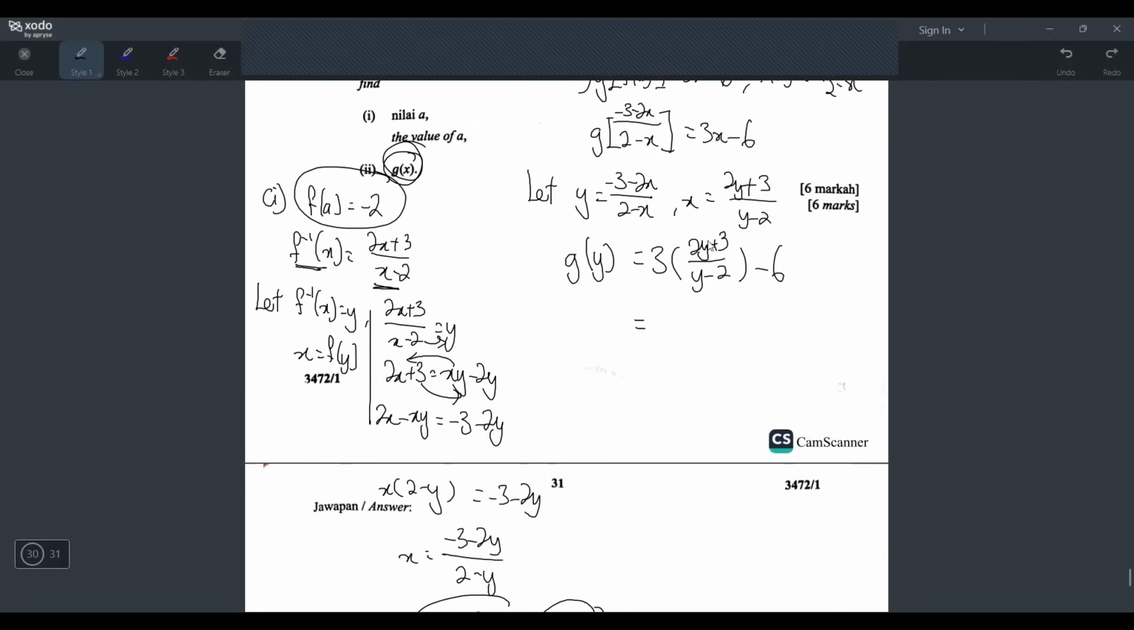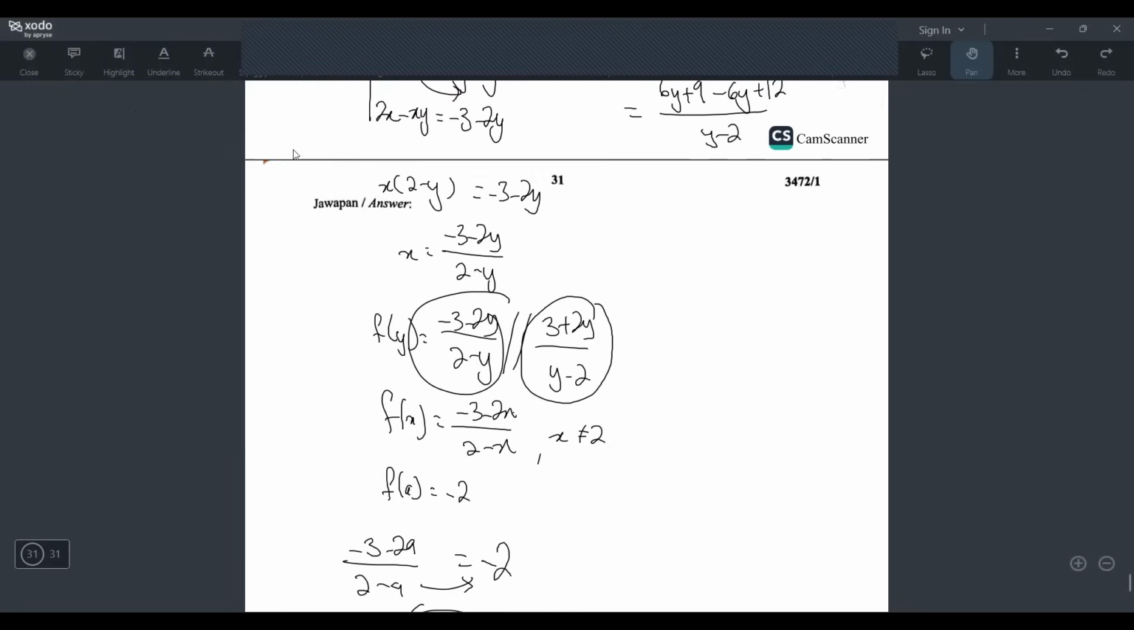So 3 times, okay, this one when you times, you darab atas saja. So 3 times 2y, 6y. 3 times 3, 9 over y minus 2, minus 6. But this minus 6, you can straight away take the minus 6, darab dengan y minus 2, because you want to make the denominator same, right? And then you can straight away tulis atas lah, the whole thing over y minus 2 like this. So now you get 6y plus 9 minus 6y, and then negative 6 times negative 2 is positive 12, over y minus 2.